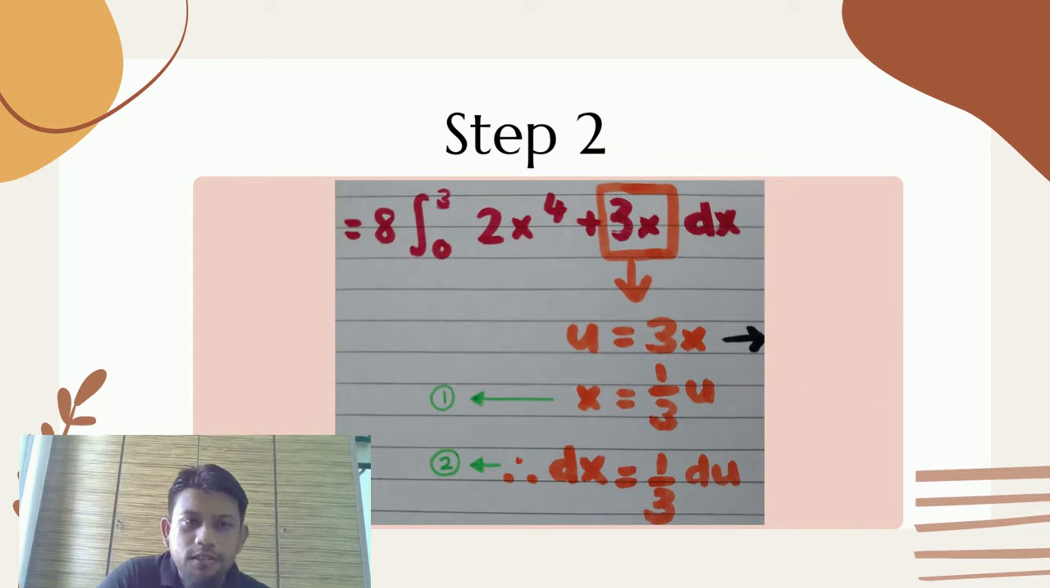In order to substitute x with u, we shall assume u equals 3x. Therefore, x equals 1 over 3u, and so dx equals 1 over 3 du. Let's make those two x and dx values as substitute 1 and 2.